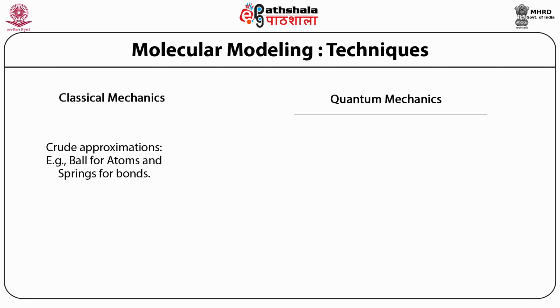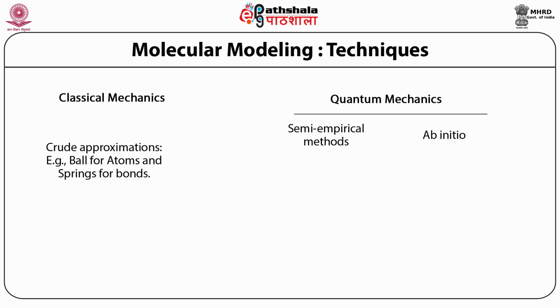In case of quantum mechanics, on the other hand, the basic approach is that you consider the probability of an electron being at a certain place, and you do not actually have an explicit position of either the atoms or the bonds or anything. Now, quantum mechanical methods can be broadly divided into two groups. They are the so-called semi-empirical methods and the so-called ab initio methods.